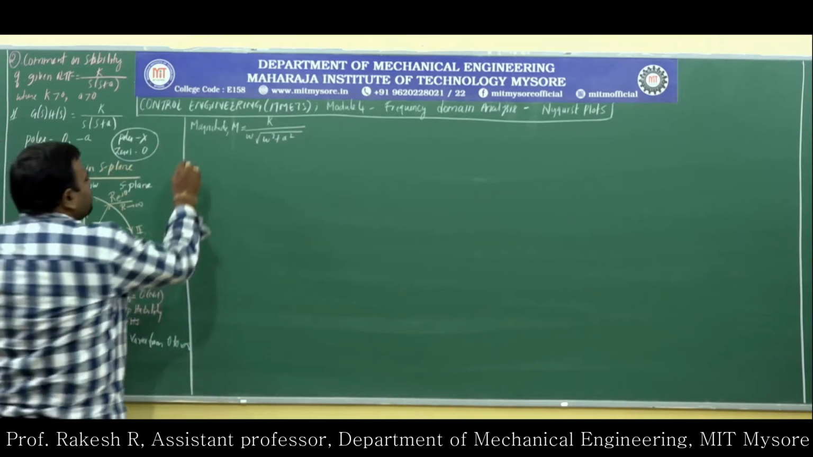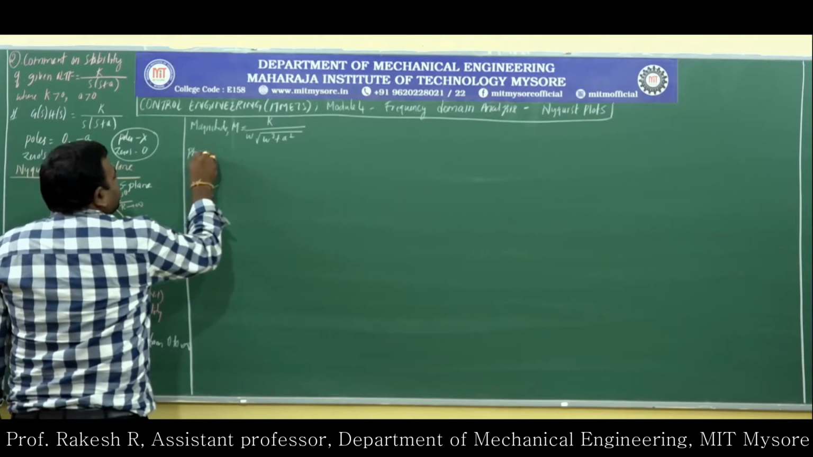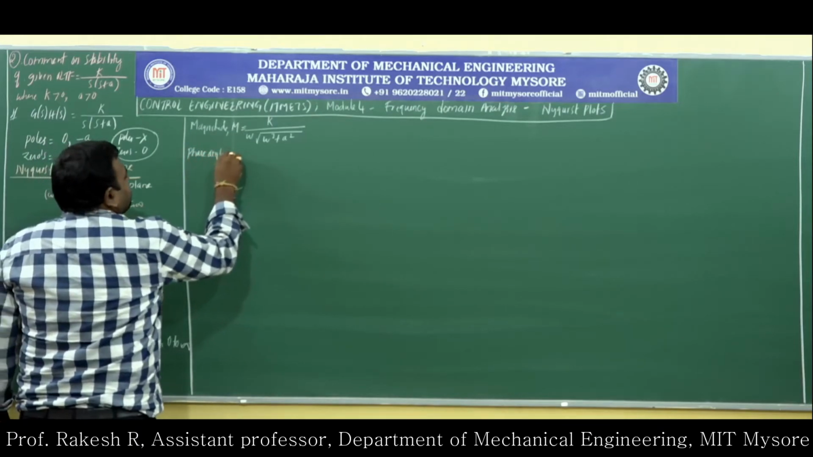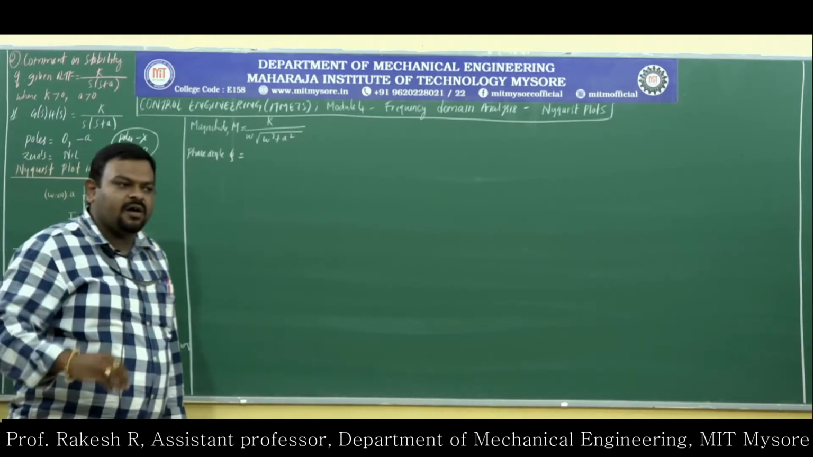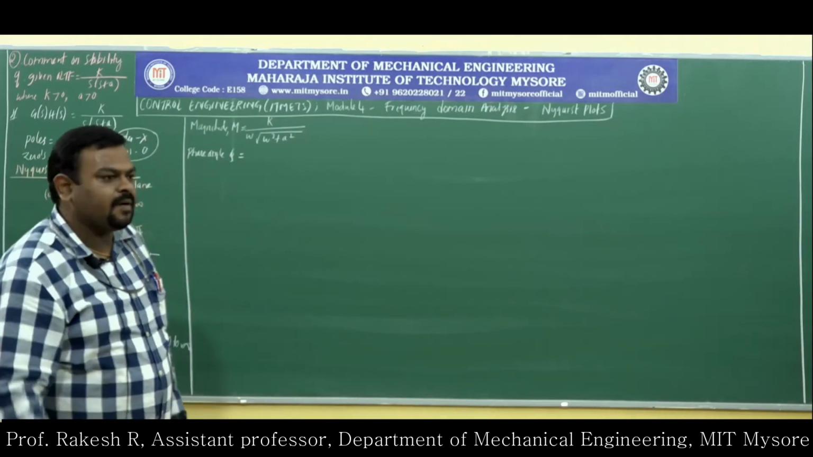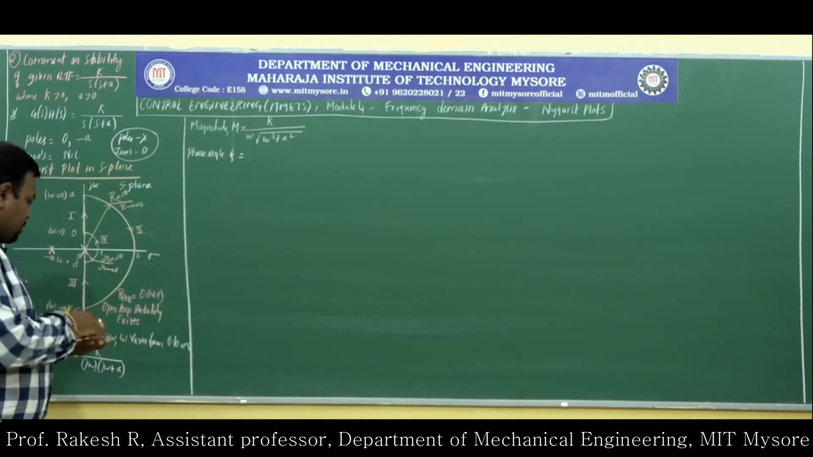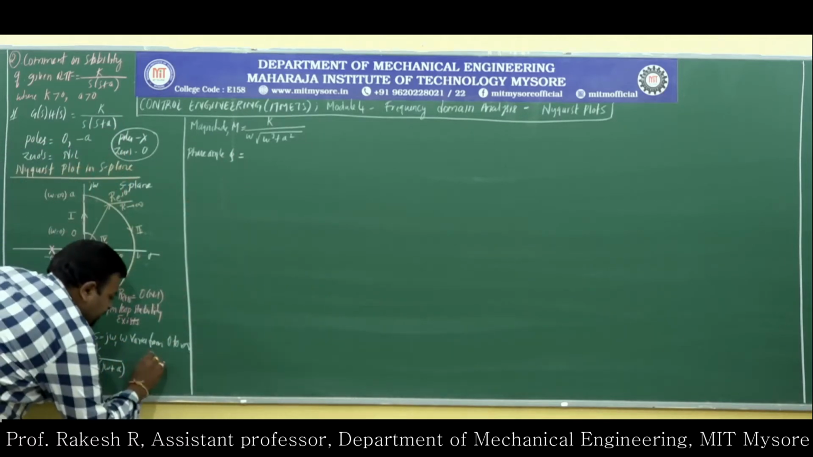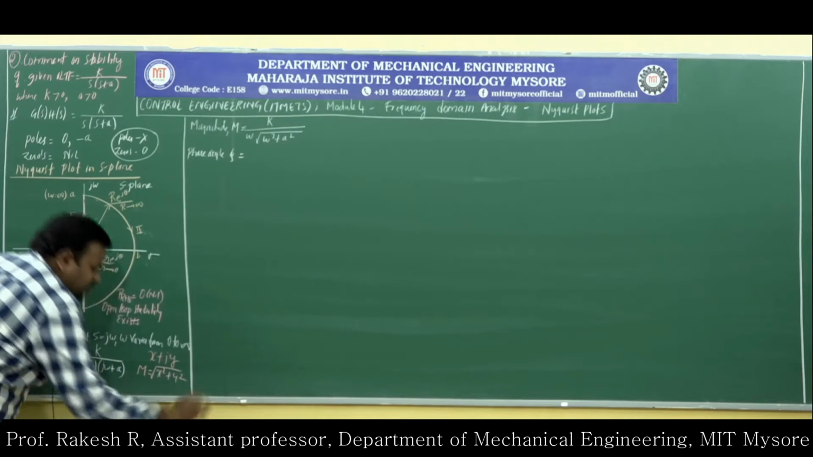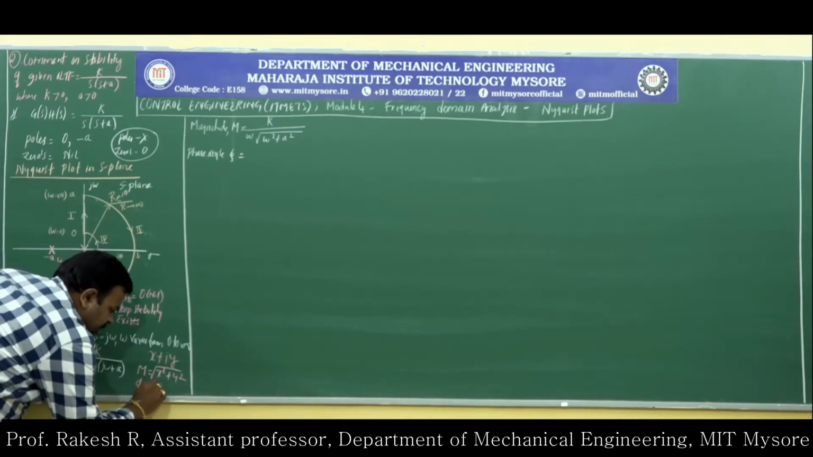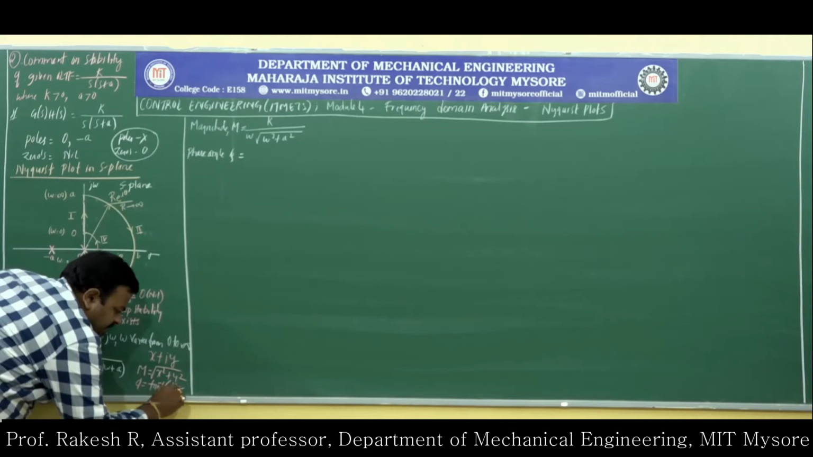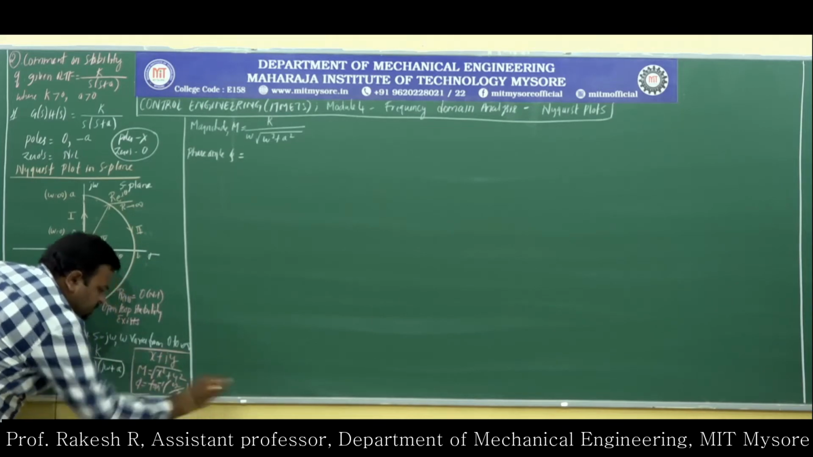Then what is the phase angle? The phase angle is denoted by phi. Phase angle is equal to tan inverse of the imaginary part by the real part. The same concept: if it is x plus iy, the magnitude is the square root of x squared plus y squared, and the phase angle is tan inverse of the imaginary part by the real part. So you have to remember this.